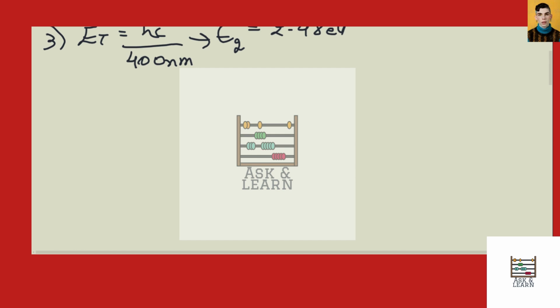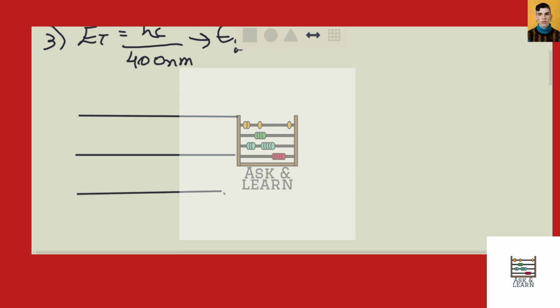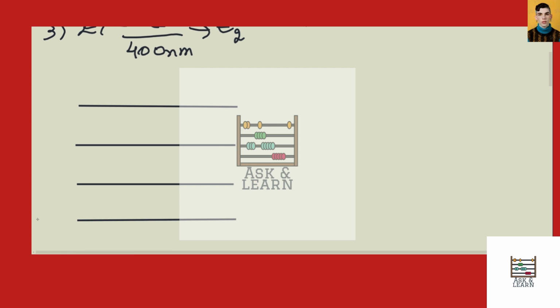Now we are ready to draw the energy diagram. So let's put the lines here: 4 lines for the 4 energy levels. The first line corresponds to n equal to 1 and is the ground state, so the energy here is 0 electron volts. The second line is n equal to 2, the first excited state, 2.48 electron volts. The third line is the second excited state, 4.13 electron volts. And the fourth line is the third excited state, which is 6.2 electron volts.